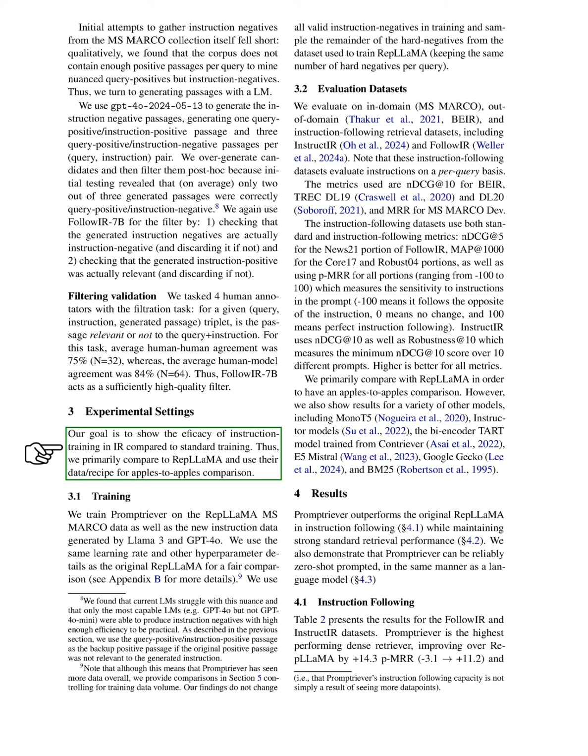In our experimental settings, we aim to demonstrate the effectiveness of instruction training in information retrieval compared to standard training. We primarily compare our results to RepLLaMA, using their data and methodology for a fair comparison. For training, we use Promptriever on the RepLLaMA MS MARCO data along with the new instruction data generated by Llama 3 and GPT-4. We maintain the same learning rate and hyperparameters as RepLLaMA for consistency.